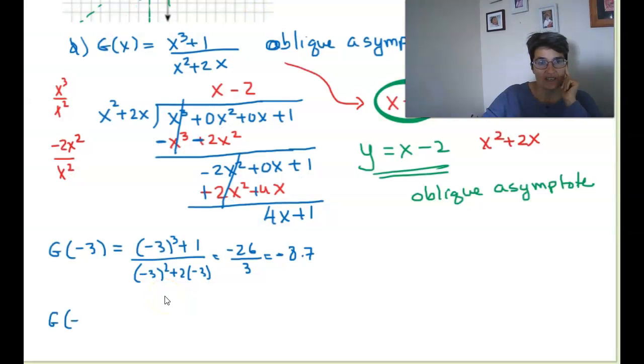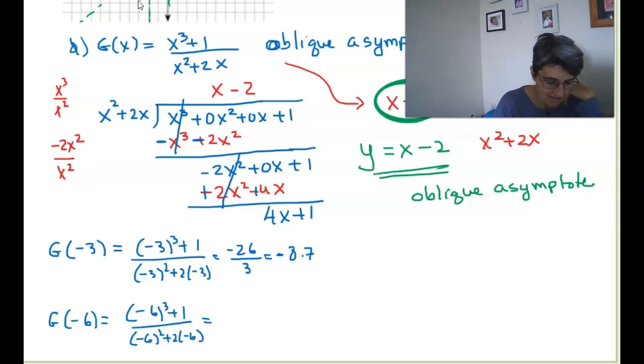Alright, so let's do g at -6. I'm not putting in -10 because I suspect it's going to be a number that's too low to see on the graph. So we have (-6)^3 + 1 divided by (-6)^2 + 2 times -6. I'm just going to do that in the calculator. So negative 6 cubed plus 1, divided by 36 minus 12. This gives me about -8.9, so -9.